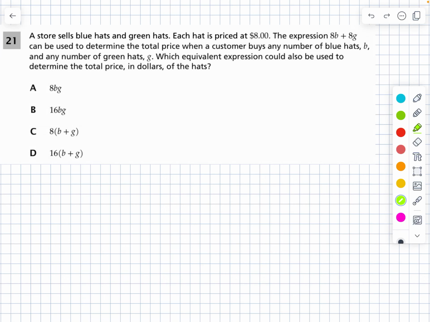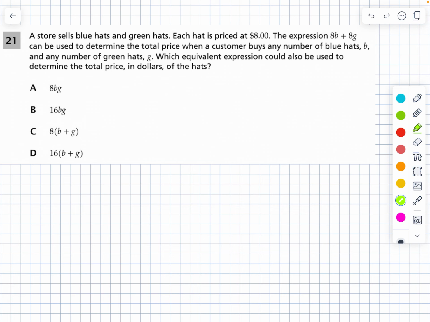Okay, question 21. A store sells blue hats and green hats. Each hat is priced at $8. The expression 8B plus 8G can be used to determine the total price when a customer buys any number of blue hats B and any number of green hats G. Which equivalent expression could also be used to determine the total price in dollars of the hats?